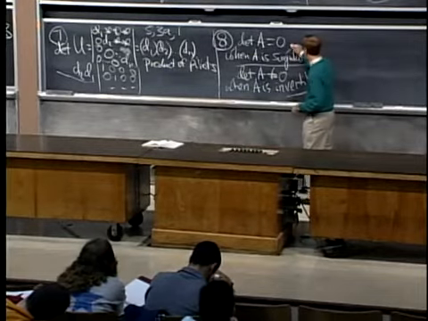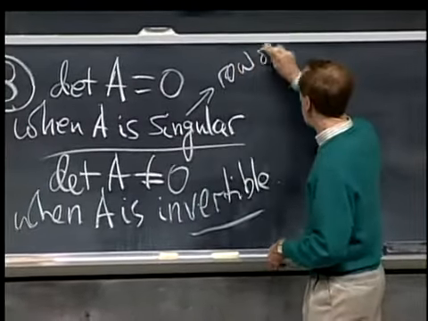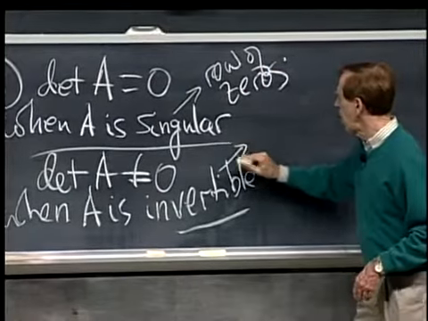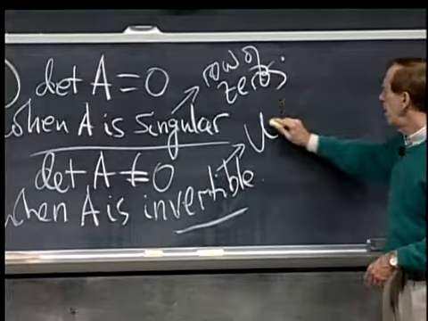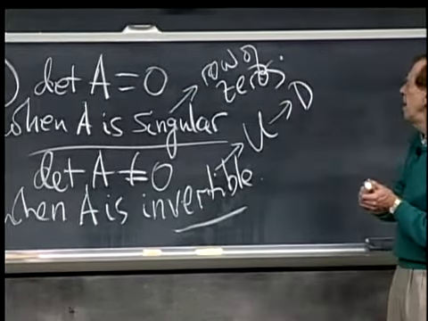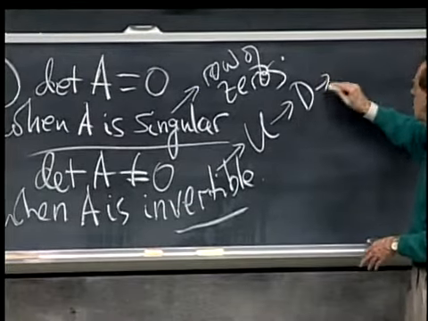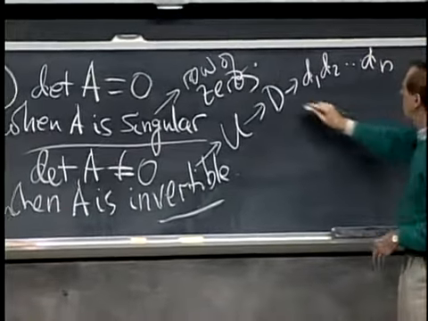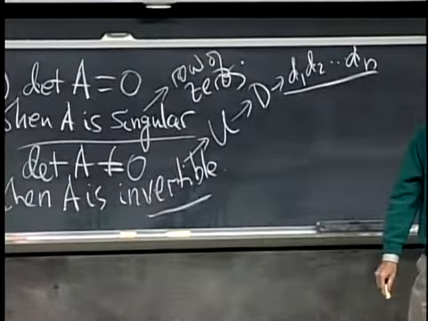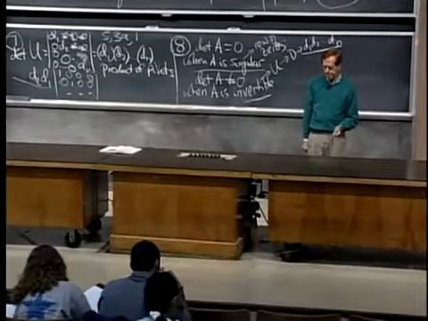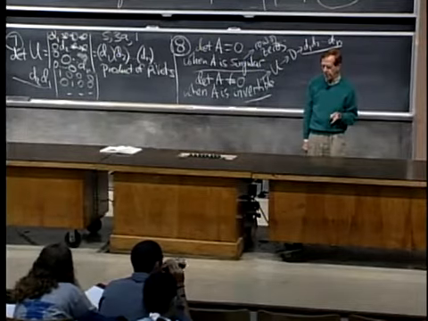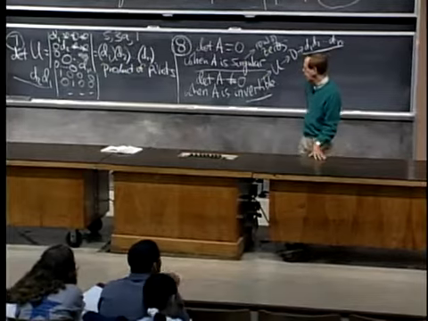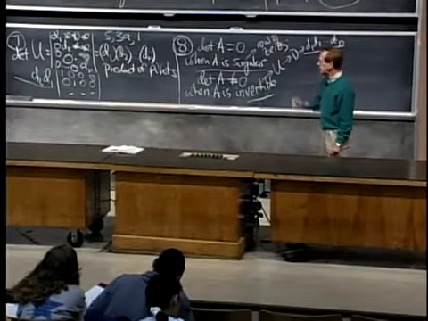If it's singular, I go to a row of zeros. If it's invertible, I go to U, and then to the diagonal D, and then to D1, D2, up to Dn as the formula. So we have a formula now for the determinant, and it's actually a very much more practical formula than the AD minus BC formula.